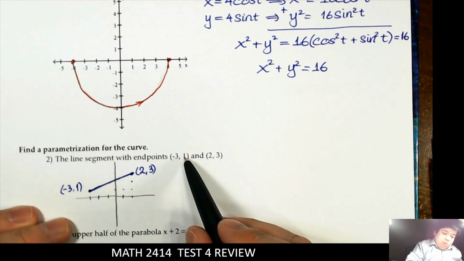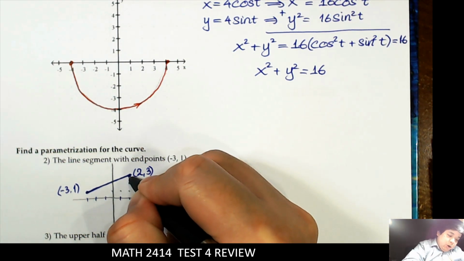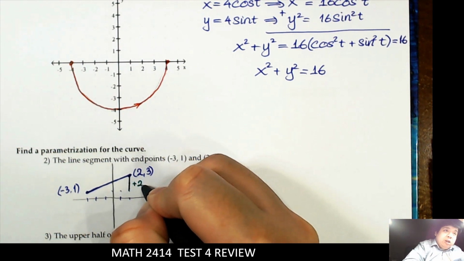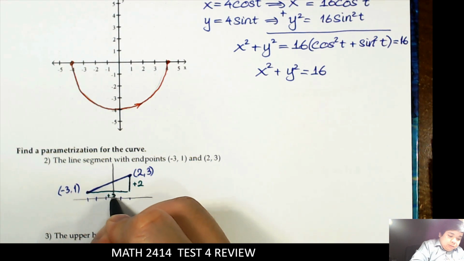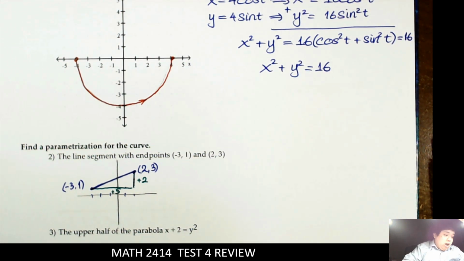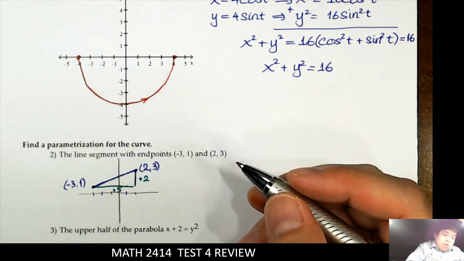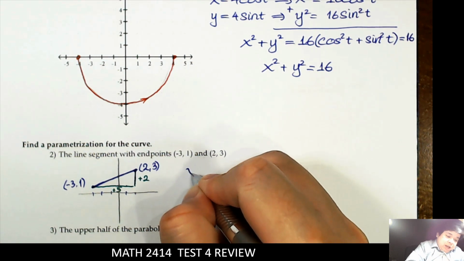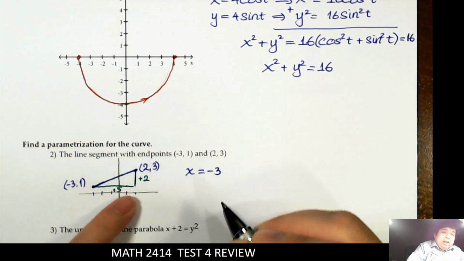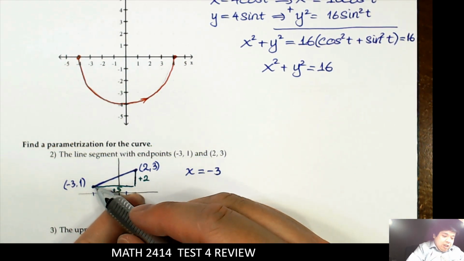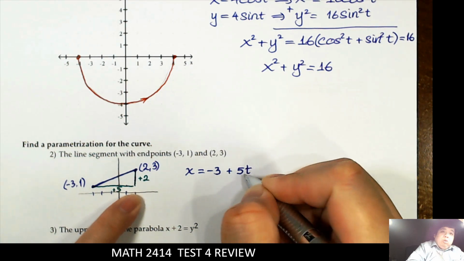What we see is that if we subtract, from 1 to 3, the y increases by 2 in that direction, and from -3 to 2, that's going to be plus 5 in that direction. So if we want to write the parametric equation for this one, we say x, we start at -3 and go up to 2, but we're not going to write 2. It will be increased by 5, and we multiply by t.